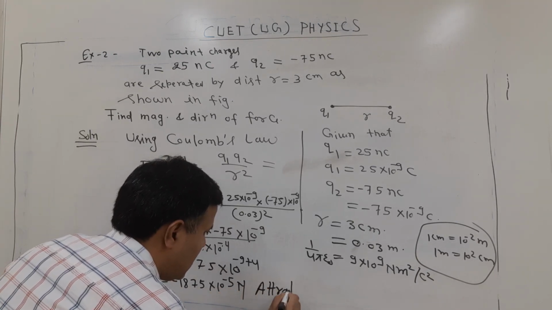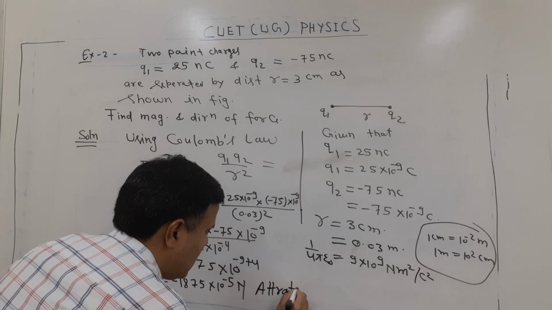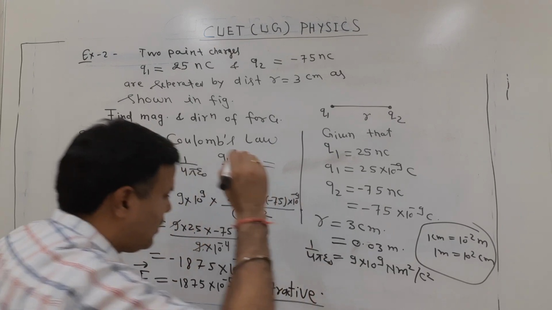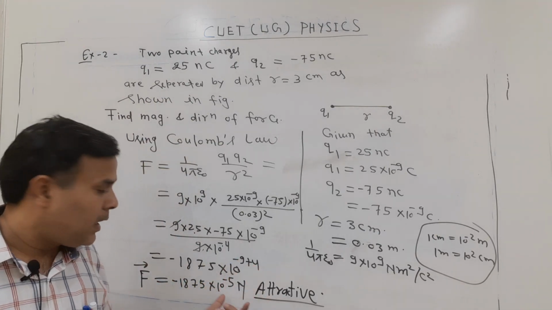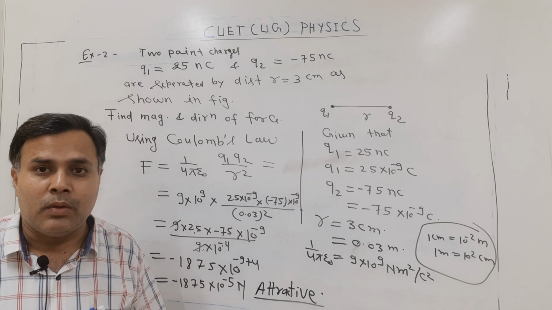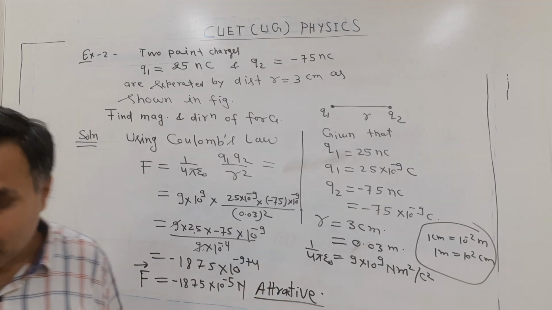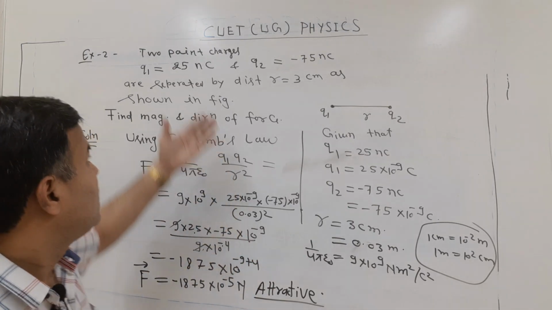The nature of force is attractive. So with the help of Coulomb's law, we can find out the nature of force and the magnitude of force also, and this is the importance of Coulomb's law. So it's all about this example.